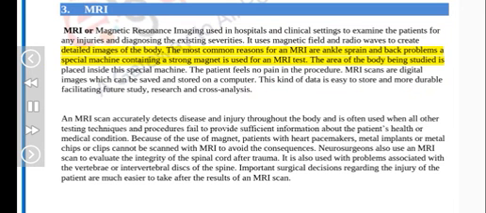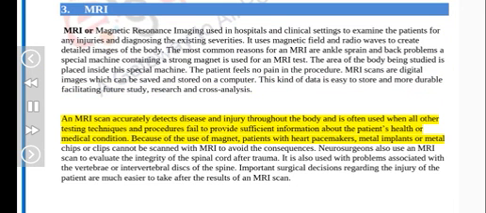A special machine containing a strong magnet is used for an MRI test. The area of the body being studied is placed inside this special machine. The patient feels no pain in the procedure. MRI scans are digital images which can be saved and stored on a computer. This kind of data is easy to store and more durable, facilitating future study, research and cross-analysis.